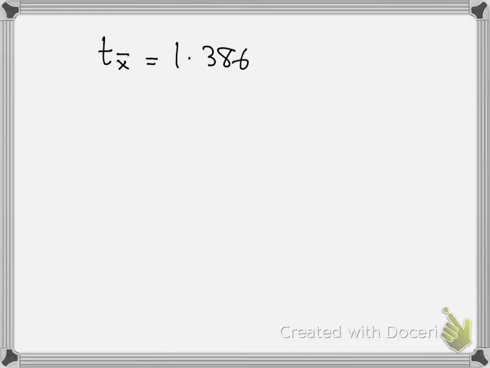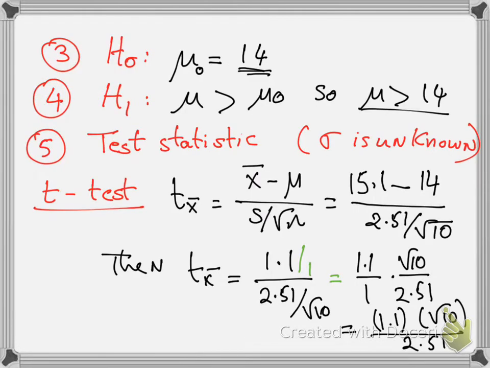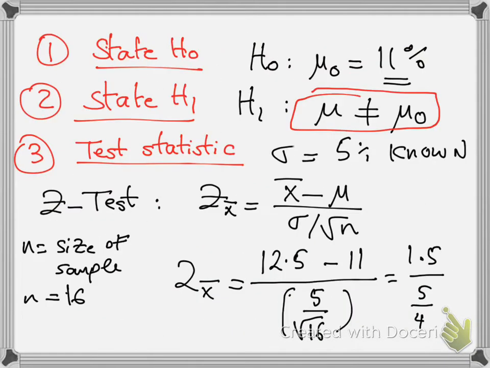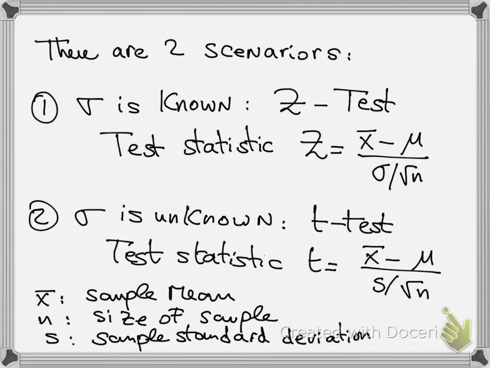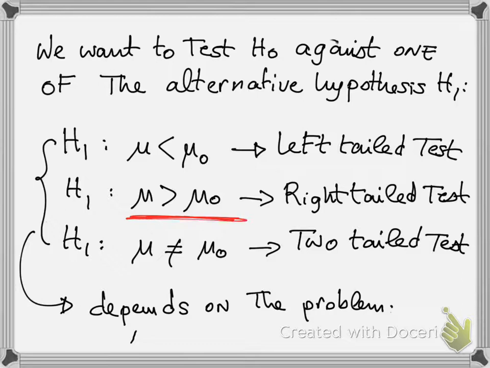Okay, now next, the sixth step here would be to find the p-value. So the question here, is it a left tail test, right tail test, or two tail test? Well, here mu is larger than mu 0, right? So when we have mu larger than mu 0, that will be a right tail test, okay?